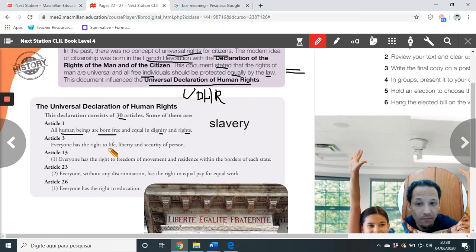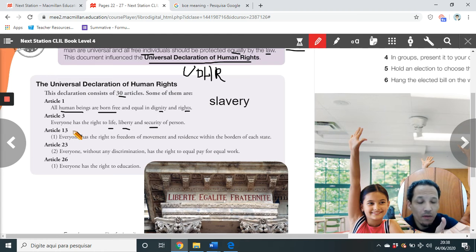Everyone has the right to life. Todo mundo tem direito à vida. Liberty. Liberdade. And security of person. É a seguridade, né? A segurança da pessoa. Okay. Life, liberty and security. Article 13.1. Everyone has the right to freedom of movement. Né? Todo mundo tem direito, right. Nossa, como aparece a palavra right aqui, hein? To freedom, direito à liberdade de movimento. And residence, residência, casa. Within the borders of each state, dentro das fronteiras de cada estado, de cada país, de cada nação. Ok?